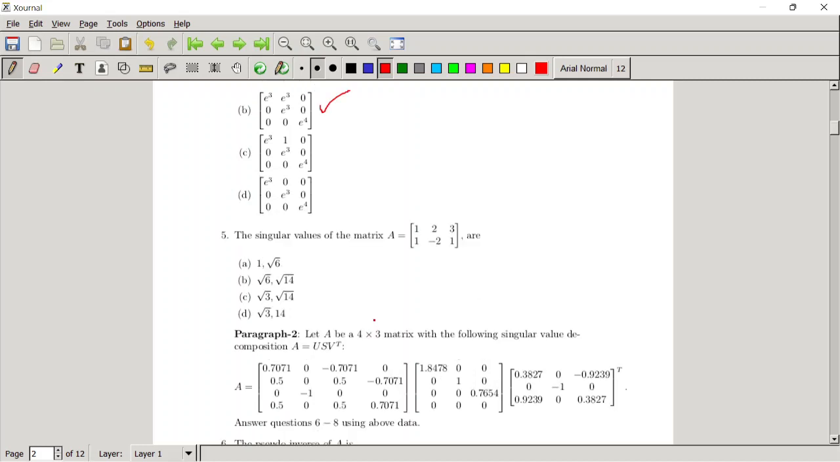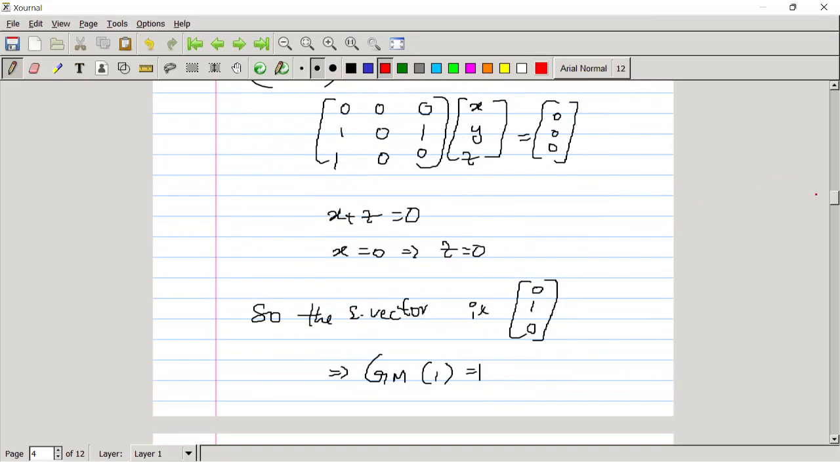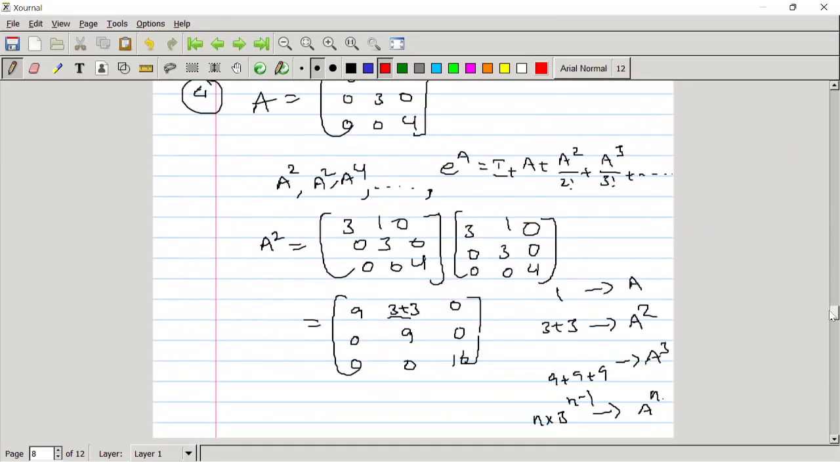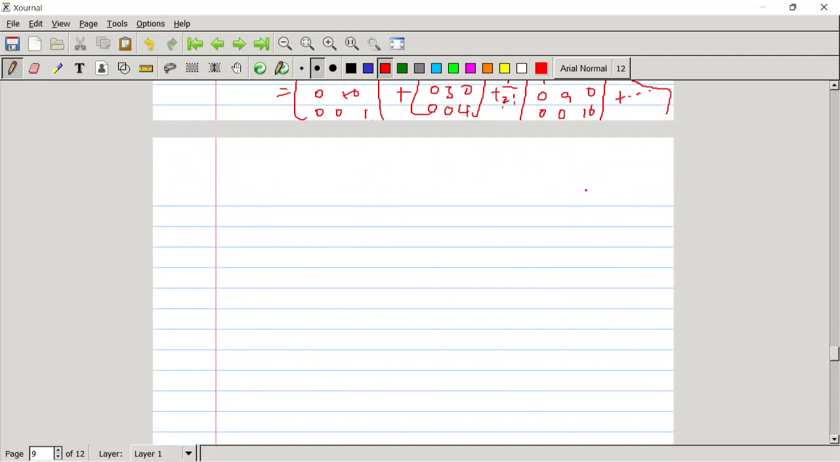Sir, is this method of finding e power a common to all matrices, sir? If a has different eigenvalues, can you solve by this method, sir? Yeah, let me tell you how to calculate.